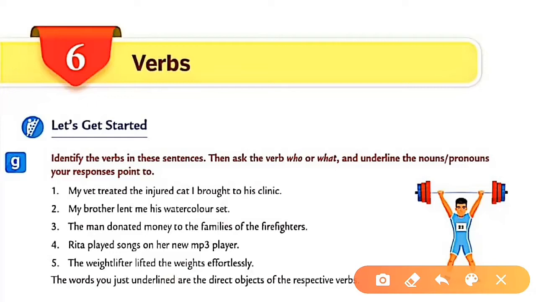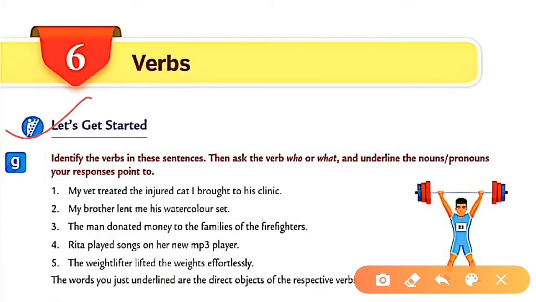Today I am going to explain chapter number 6 from your book Collins English Grammar and Composition, and the chapter name is Verbs. So guys, let's start the chapter. The first exercise, let's get started.